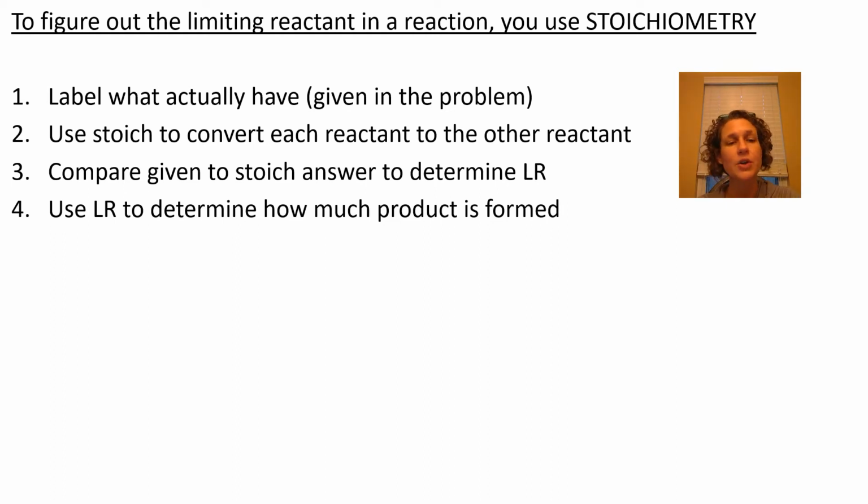Then you're going to use stoichiometry, and you're going to convert each reactant to the other reactant. And you'll see why when we do the problem. Compare your answer to the given, like we've already labeled, to determine the limiting reactant. And then generally you're going to use the limiting reactant to determine how much product you can actually get. It's like, you know, how many cakes could you bake?